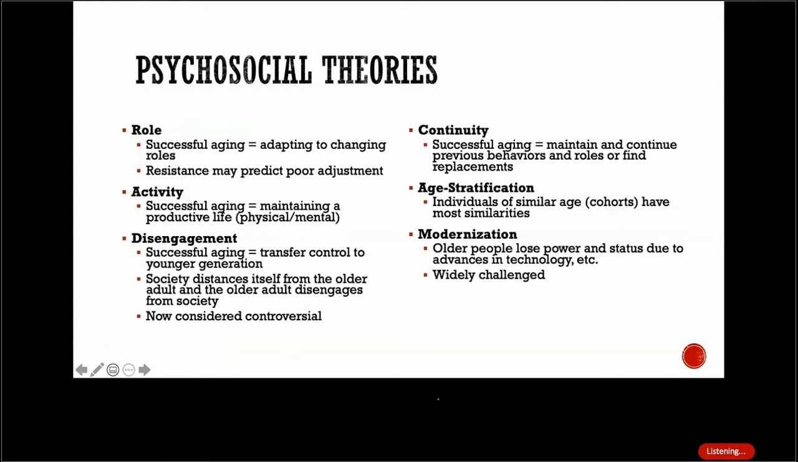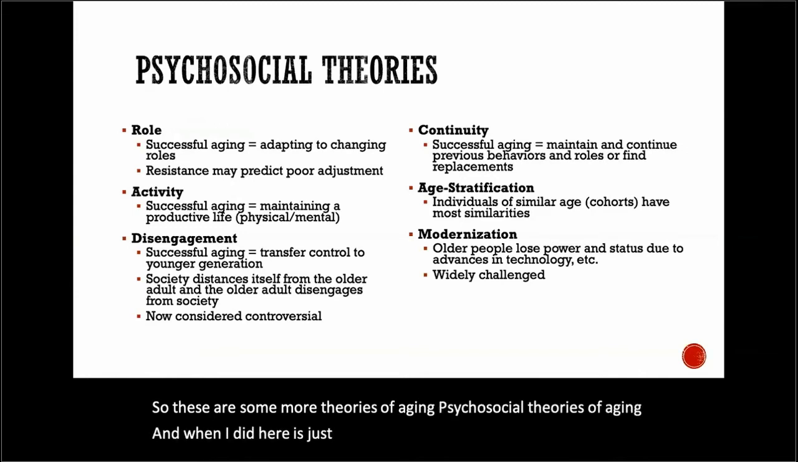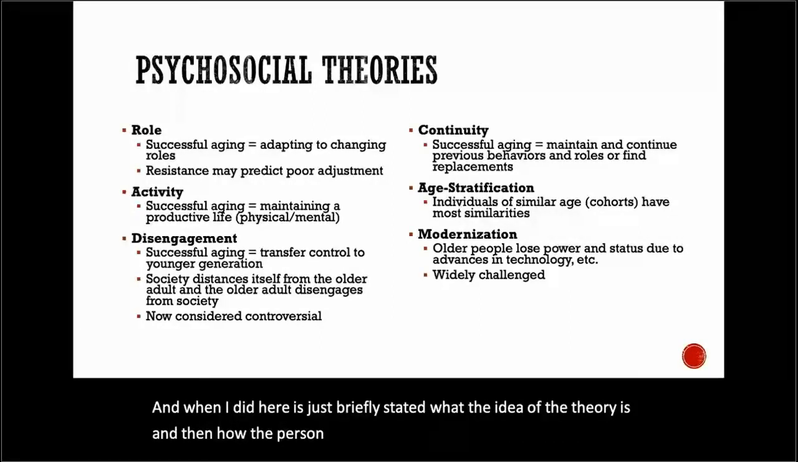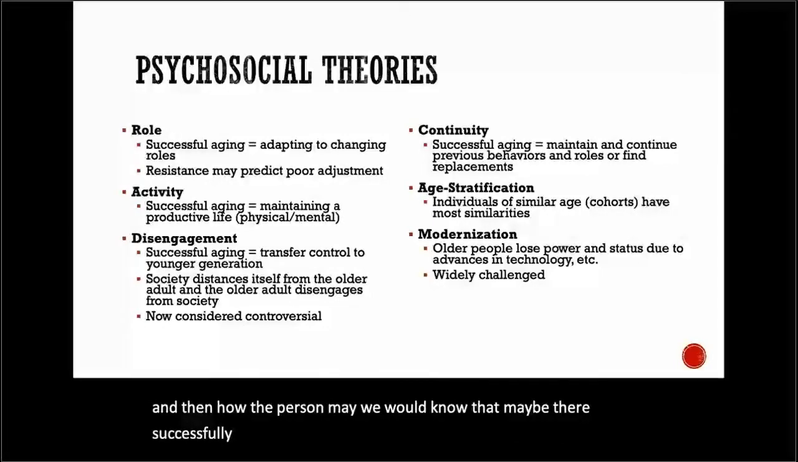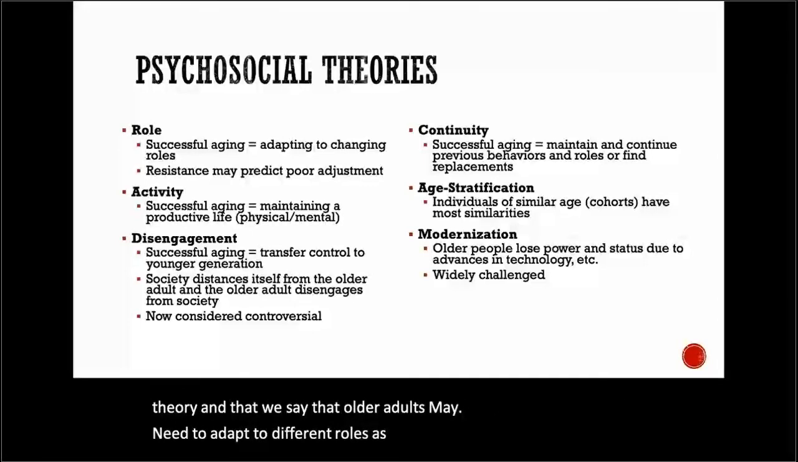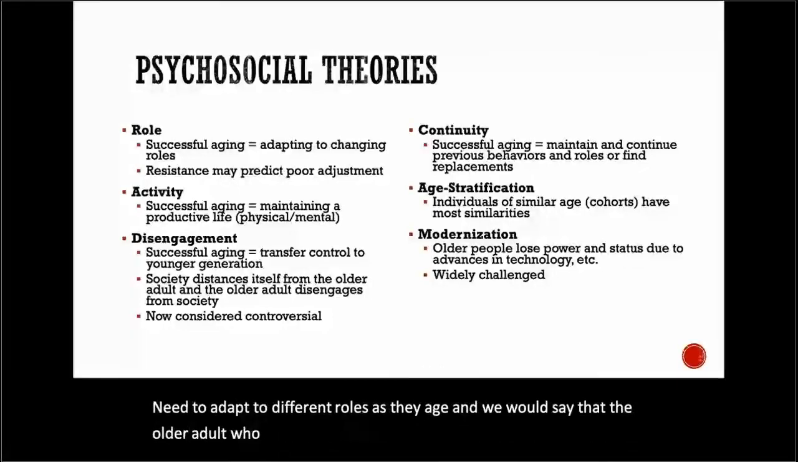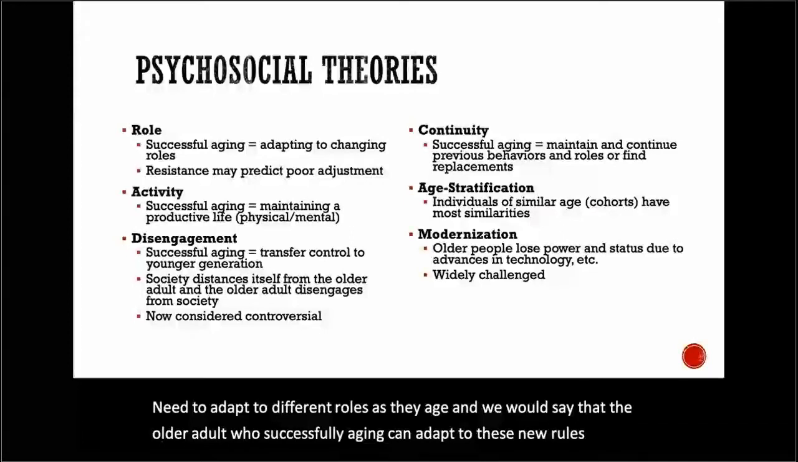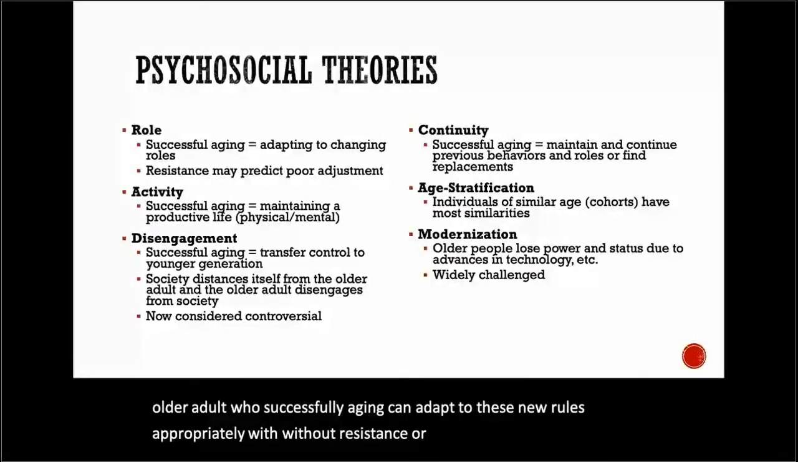So these are some more theories of aging, psychosocial theories of aging. And what I did here is just briefly stated what the idea of the theory is, and then how we would know that maybe the person is successfully aging. So for instance, we have the role psychosocial theory, in that we say that older adults may need to adapt to different roles as they age. And we would say that the older adult who is successfully aging can adapt to these new roles appropriately without resistance or major stress in their life.